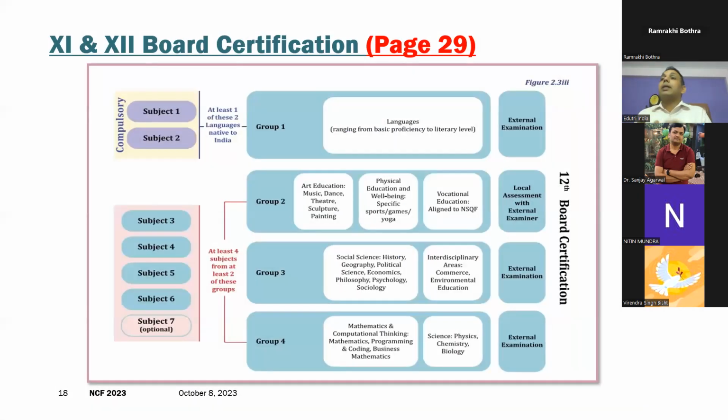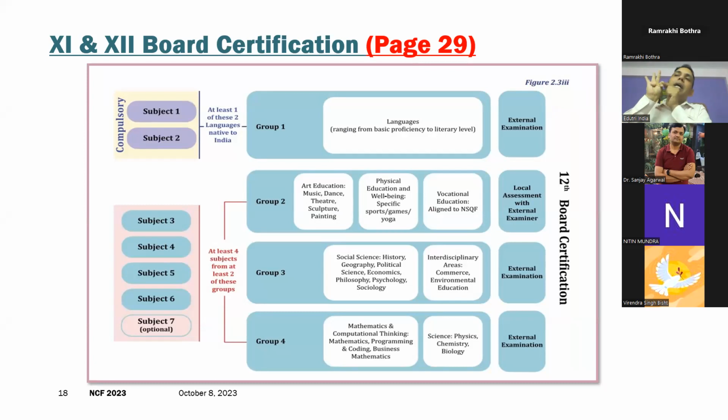Now, class 11th and 12th. In 9th and 10th, there are 10 compulsory subjects, no if but, everybody has to take them. 3 subjects have local examination, 7 subjects have board examination. Now, class 11th and 12th, this is a very important slide. Everyone should know this. Now, there are 4 groups.